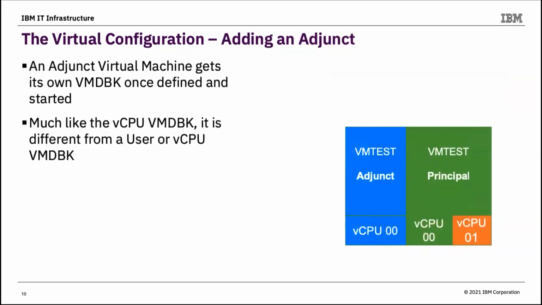So what happens once we add an adjunct to this configuration? So as I mentioned before, adjuncts get their own VMD blocks, their own virtual CPUs, and they run sort of next to your principal. Much like your principal VMD block, an adjunct VMD block does have a few more defining features than, say, your virtual CPU VMD block might have. Something else of note here is the user IDs of the adjunct and the principal are actually the same. And I'll show a little bit of how this comes into play later.